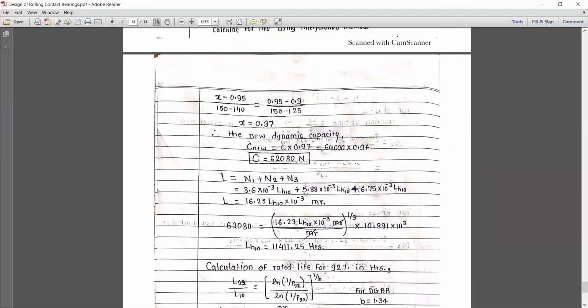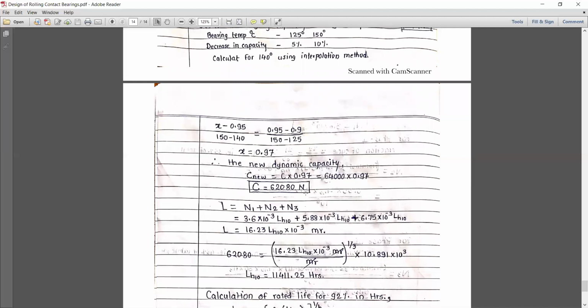Okay, so whatever the dynamic value we have calculated, it is decreased by 3%. In the previous problem we had added that value so that we can choose a particular bearing, but in this problem they have mentioned the proper bearing type, they have mentioned the value of C. Now we need to reduce that value, so that we can get the actual life of that bearing.